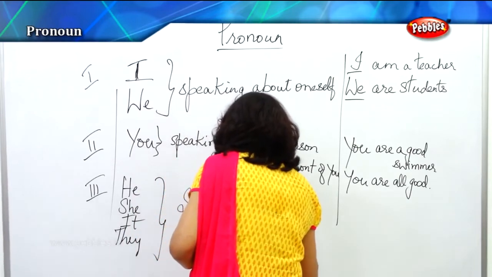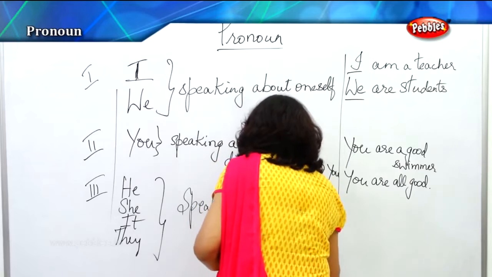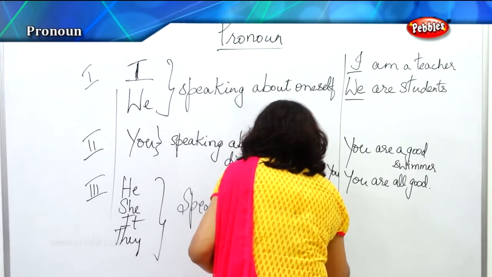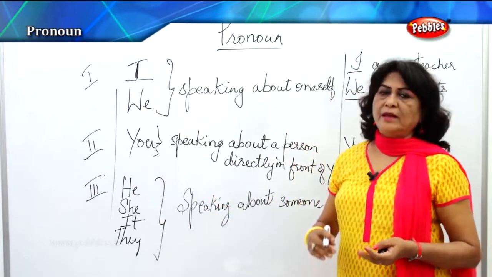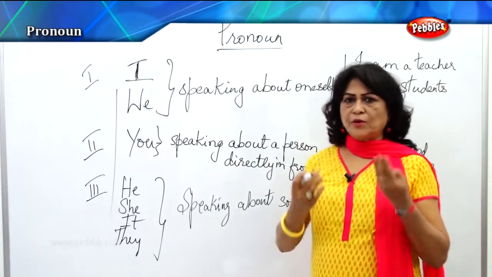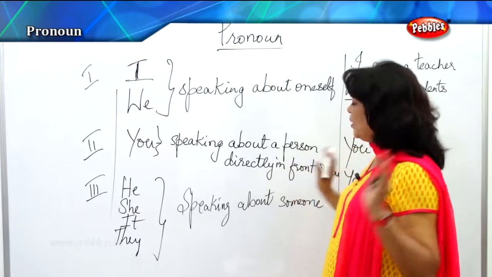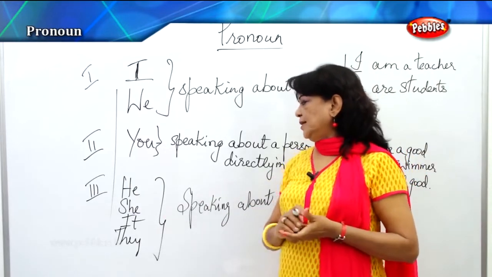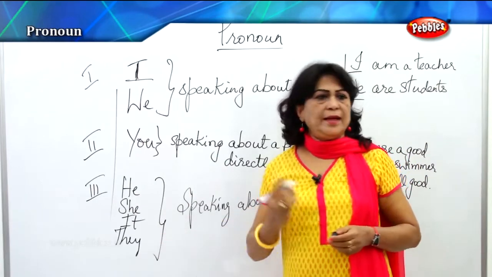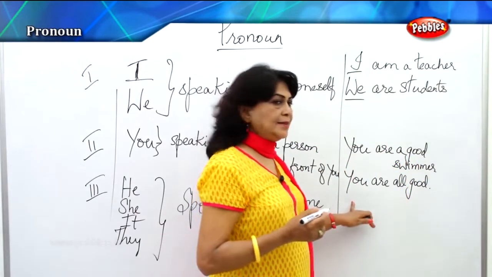Speaking about someone, okay, I will just write someone who is not present there. It is not speaking about oneself or yourself directly in front of you, speaking about someone. Okay, that is he, she, it, and plural is they. Now we will try to make sentences.